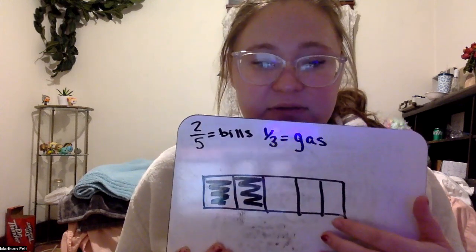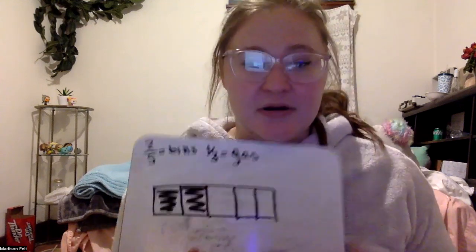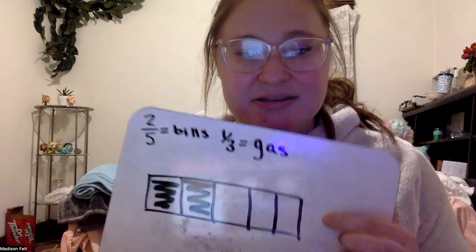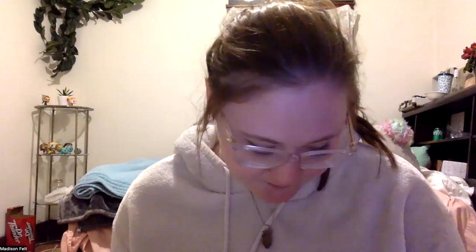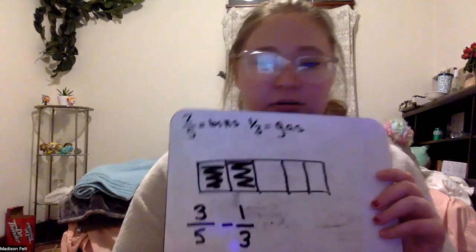So now we have 3/5 left. But we do know that 1/3 of this 3/5 is spent on gas. So what I did was I took 3/5 minus 1/3, like so. And I used the grid method to solve this, and I'll show you exactly what I did here. So 3/5 minus 1/3.